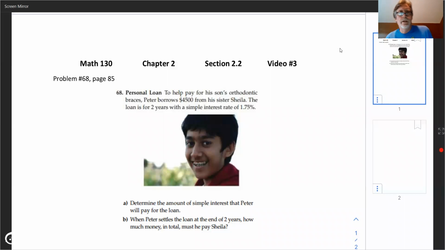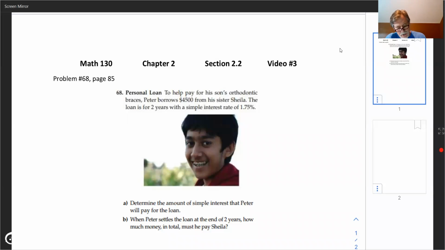All right, we're here for a last video from section 2, which is about formulas. And hey, we got this kid that needs his teeth straightened, so his folks, etc. So let's read it together. This is from page 85 at the bottom, and it's a personal loan, and it says, to help pay for his son's orthodontic braces, Peter borrows $4,500 from his sister Sheila. The loan is for 2 years with a simple interest rate of 1.75%.